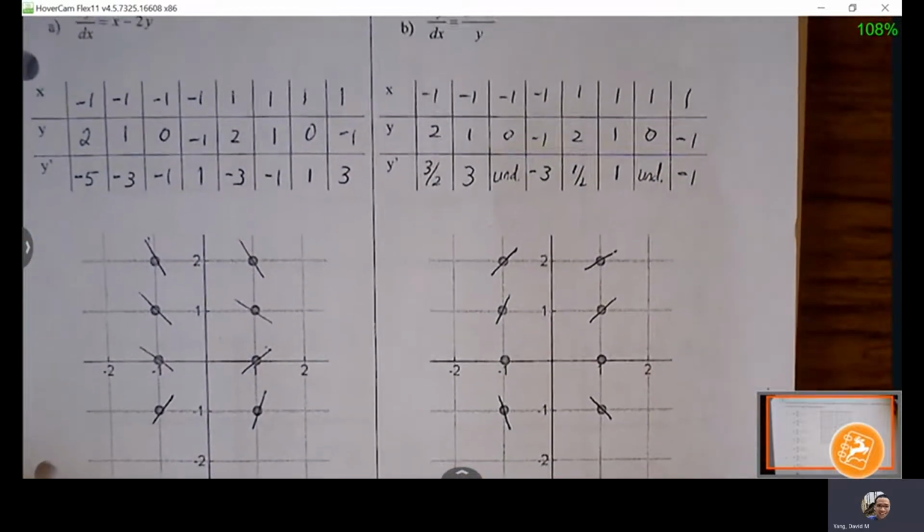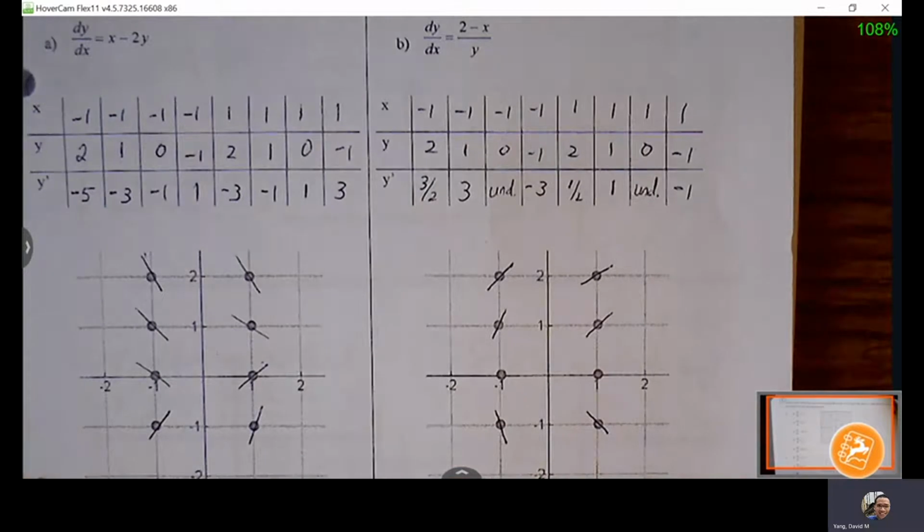Check your answer when you get a chance. We do have two undefined slopes, so negative 1, 0 and 1, 0. You're not going to touch those points. Those just remain as they are.